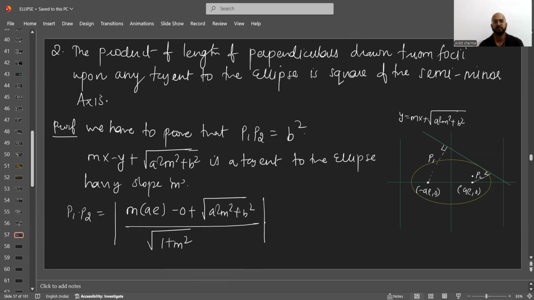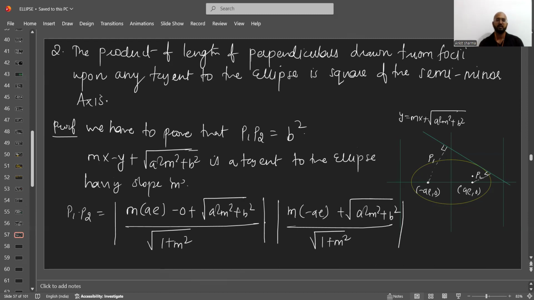This into the next one would be (m into minus a, plus root of a square m square plus b square) over the square root of 1 plus m square. So this is my P1 into P2. Now I can multiply them because they are ultimately the lengths. So this turns out to be like a plus b and a minus b.